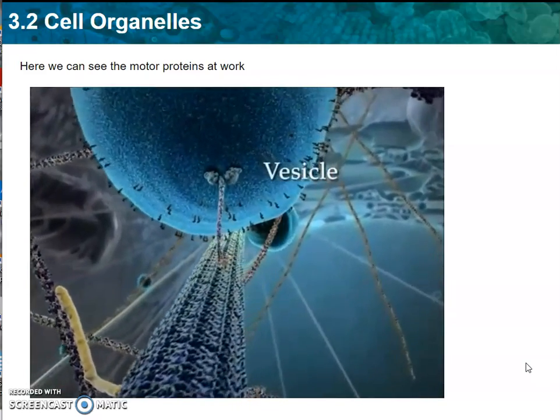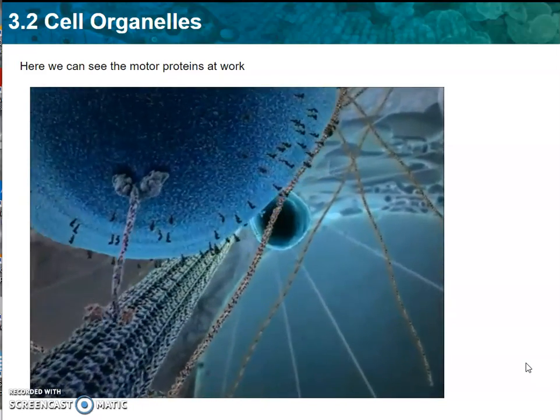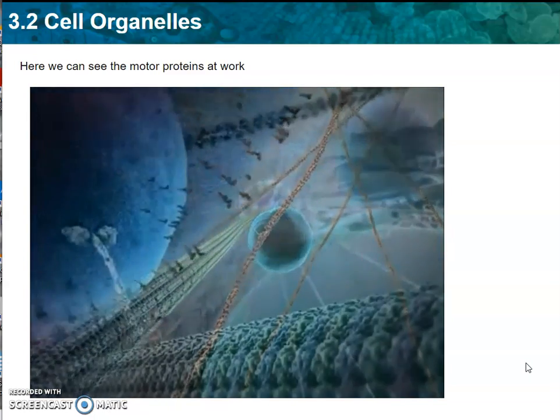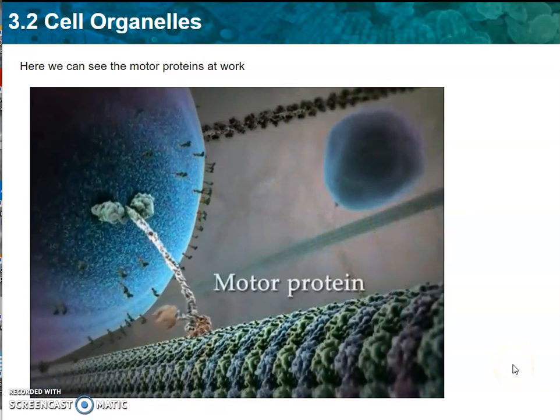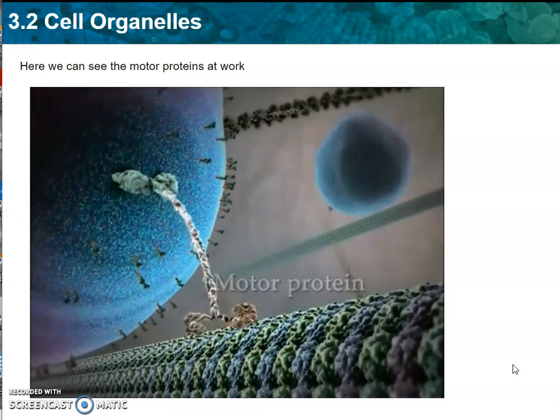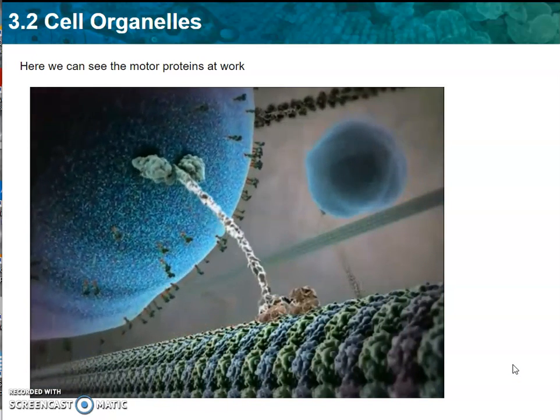So it's pretty cool looking. It almost looks like an alien, but this is how things move around inside of your cells. The ATP consumption allows that motor protein to work its way along the cytoskeleton itself.